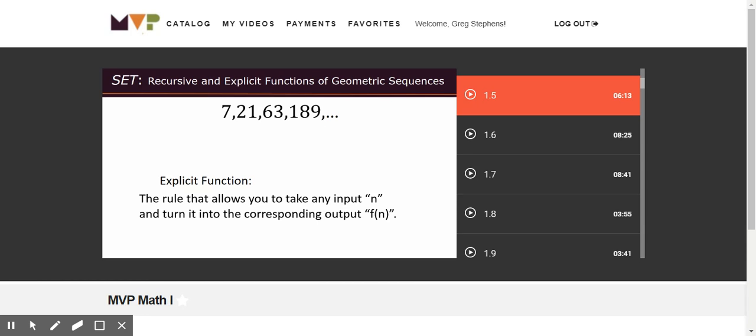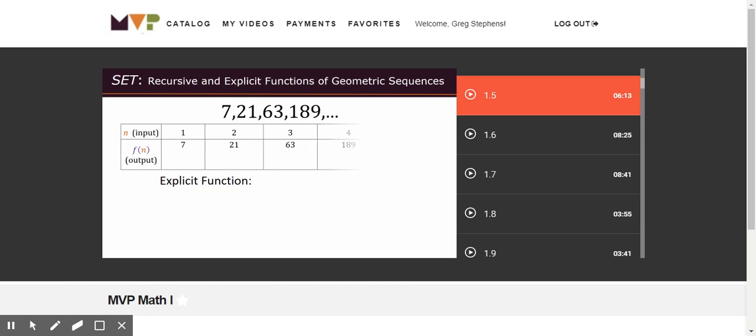To think explicitly, it's not enough to just look at the sequence. You need to look at the inputs and the outputs together. It's also helpful to notice the pattern of how we derived each term. The pattern in the outputs looks like the function rule should contain a 7 multiplied by 3 to some power. The number of 3's is 1 less than the input number, so the explicit rule is f of n equals 7 times 3 to the n minus 1 power.